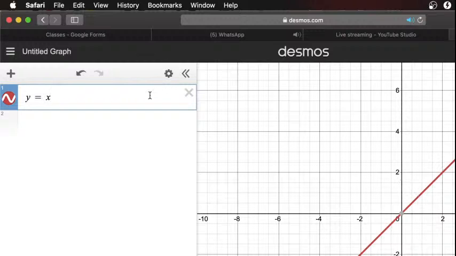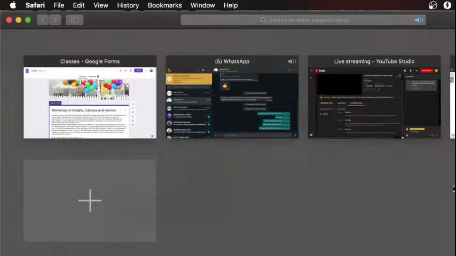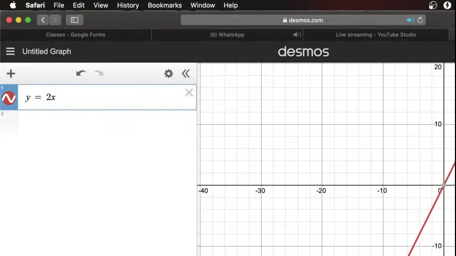Now at the same time, let's say my graph is y equals 2x. As you see, for x equals 2, the value of y is 4. Now this is a point (2, 4) which is on the graph here. Similarly, for x equals 3, y is 6. Now I can understand for x equals 5, y is 10.